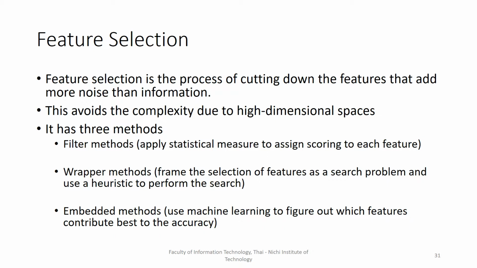Filter methods apply a statistical measure to assign a score to each feature. Wrapper methods frame the selection of features as a search problem and use a heuristic to perform the search. Embedded methods use machine learning to figure out which features contribute best to accuracy. So these three methods are used to select or remove certain features from the data to get a proper complexity for high dimensional spaces of data.